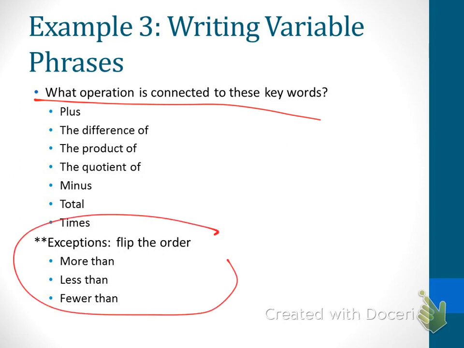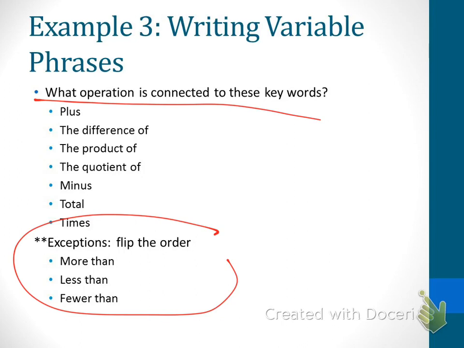Now with most of these, I'm just going to write my expression exactly how it looks in the phrase, left to right. But whenever I see the words more than, less than, or fewer than, I'm actually going to flip the order that I write my expression. You're going to see exactly what we mean when we do the next example in some of those problems. All right, so go ahead and write down those exceptions for the vocabulary. The rest of them you should see in the chart right there in your books.